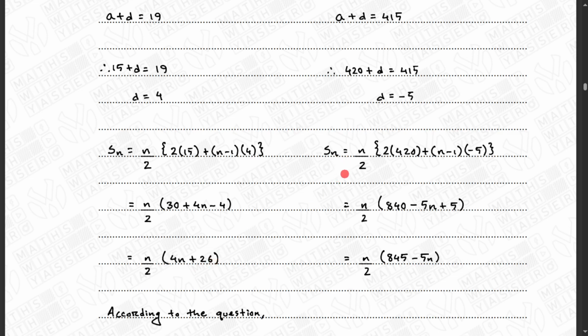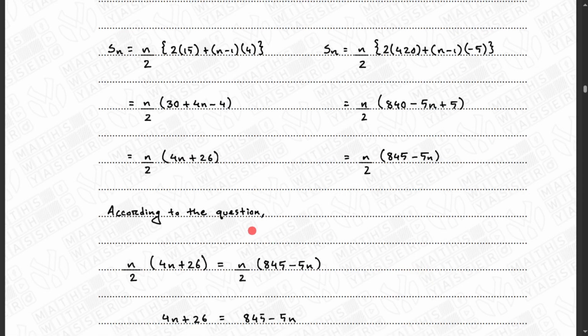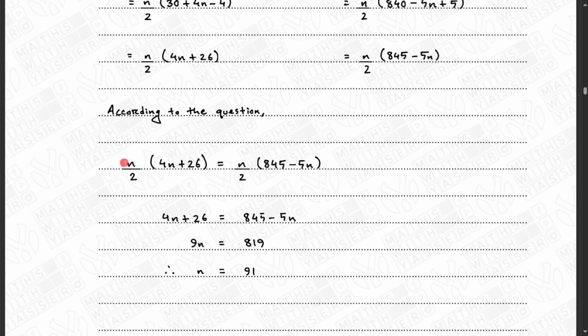And for the second arithmetic progression, the sum of n terms will be n over 2 within brackets 2 times 420 plus n minus 1 times negative 5. So it will be n over 2 within brackets 840 minus 5n plus 5. So that will be n over 2 within brackets 845 minus 5n. According to the question, these two are equal. So we can divide both sides by n over 2, and this becomes 4n plus 26 equals 845 minus 5n. Therefore, 9n is equal to 819. That means n is 91.